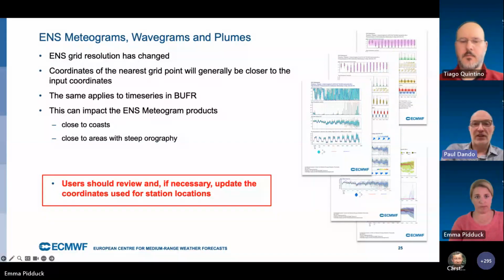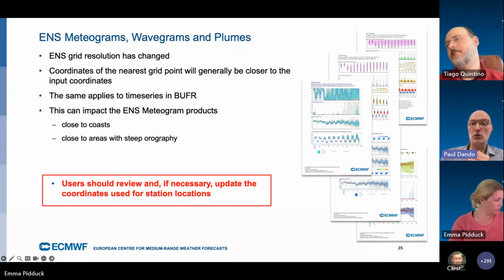Now, the good news is that, of course, the grid point is in all probability going to be closer to your station location that you have entered as the input. But it could also mean that you are going to be impacted, particularly close to coasts or close to areas where there's steep orography, if the nature of the grid point has changed. So you can imagine close to a coast, at the moment, your nearest grid point could be a land point. But once we change the resolution and you've got a higher resolution grid, the nearest grid point may actually be a sea point. So you could end up with a very different looking meteogram product.